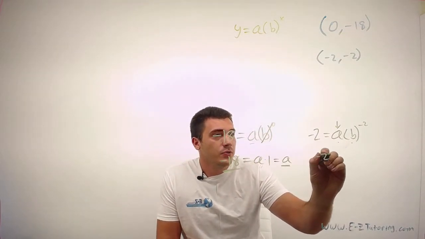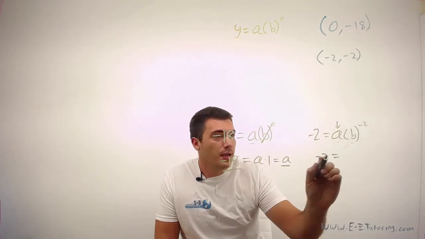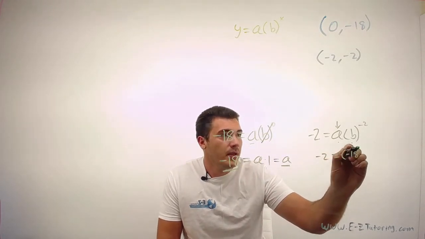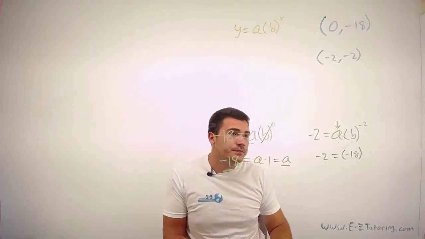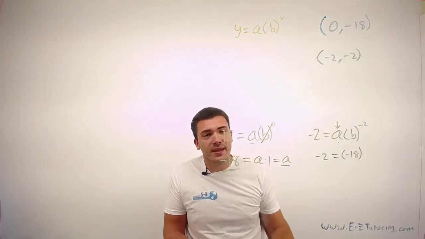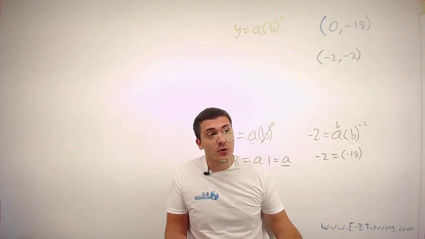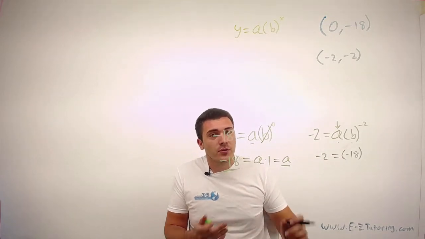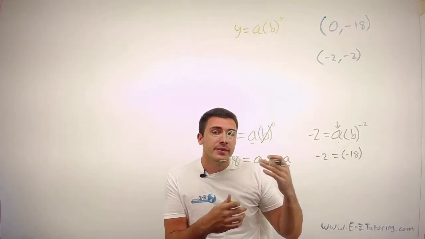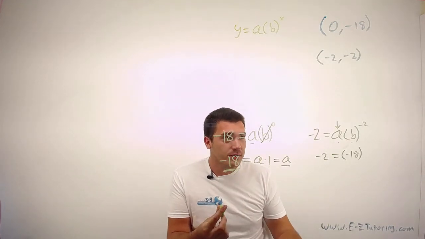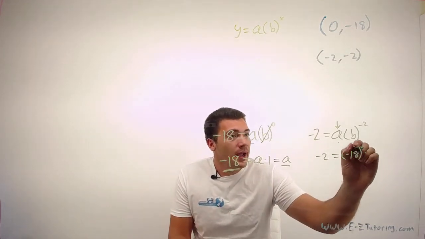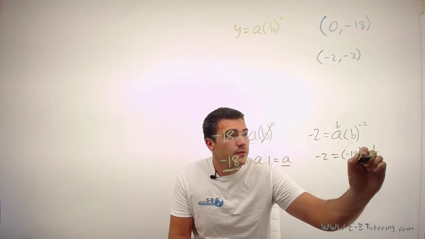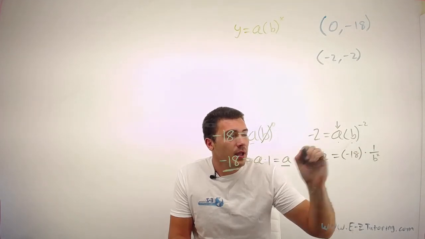So -2 equals a, which is -18, times b to the -2. What do you do with the negative exponent? Those aren't fun to work with. So in order to get rid of that negative, you have to flip it, and then your exponent turns positive. I will cover this in another video, but for now, I will go straight to that.